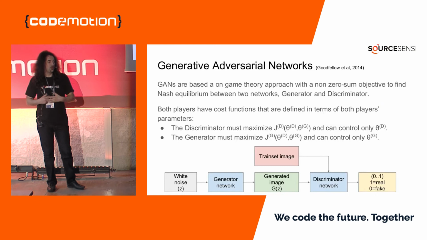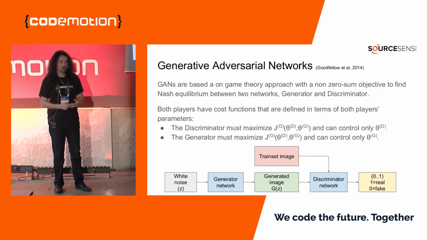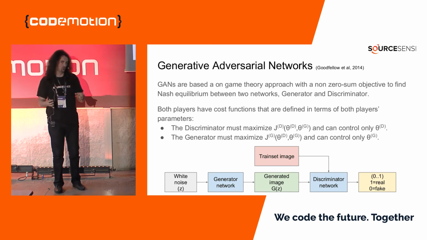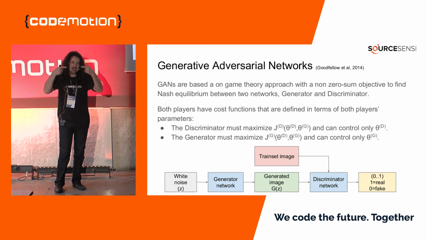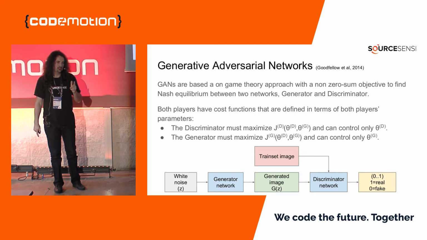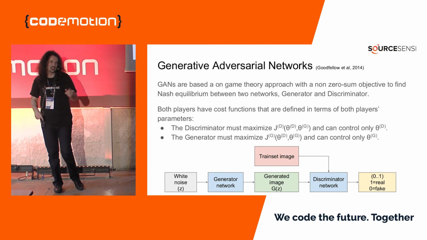So passing to the third model that we have today, we have the generative adversarial networks at last. GANs are based on a game theory approach, so two agents playing one against each other with a non-zero-sum objective. So the objective is not that I win, you lose, or you lose, I win. It was actually the same.